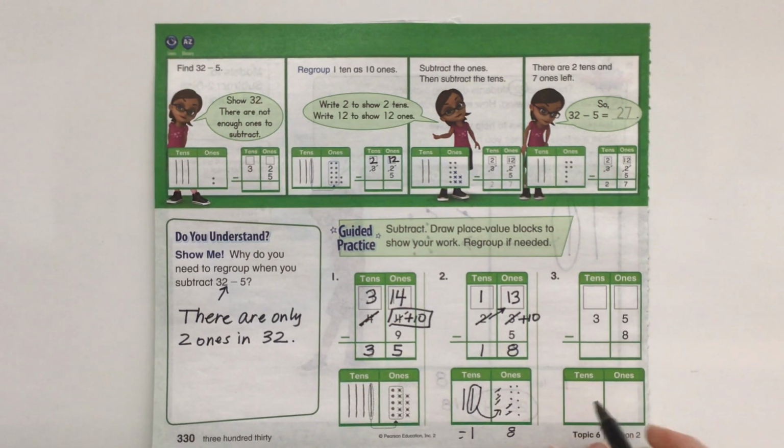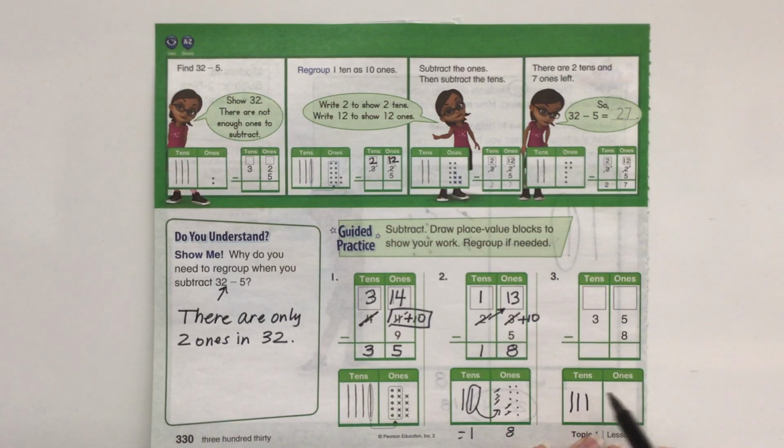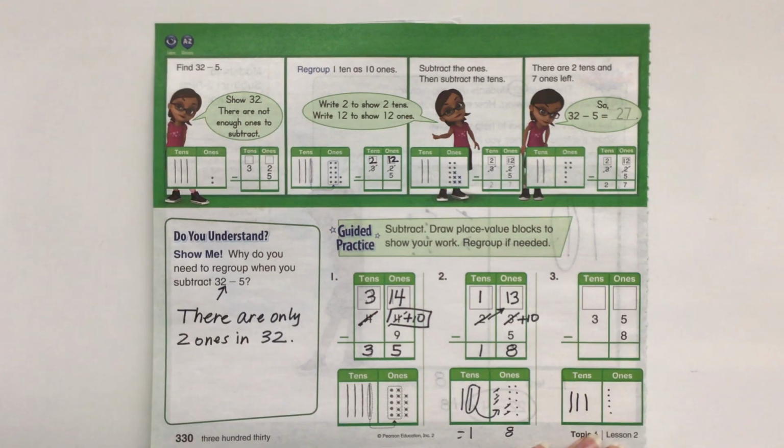Okay, 35 minus 8. 10, 20, 30, 5. 1, 2, 3, 4, 5. And I need to subtract 8 from here. I need to subtract 8.